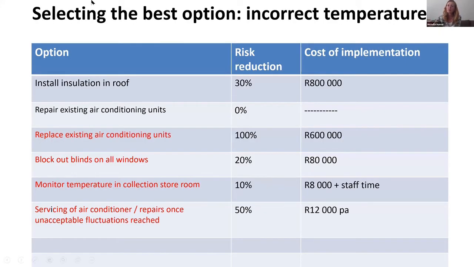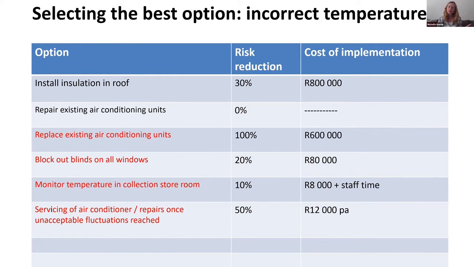So this is an example. This is the one for temperature control. We've got temperature fluctuation. I put all my options down here, and then I think about how much it would reduce the risk by. Sometimes you've just got to use common sense, or think about it from your experience. So yes, we can put insulation, a thick layer of that stuff, aerolite or whatever, in the ceiling, and it will reduce the risk of temperature fluctuations by about 30%. We have to do the whole building, not just my collection storeroom, and it's expensive, about 800,000. So it will help, but it won't remove the problem.